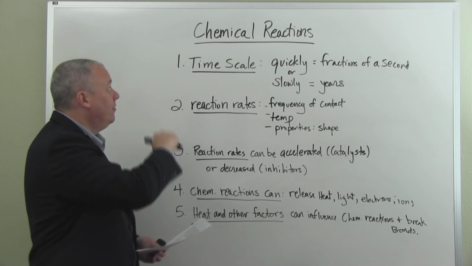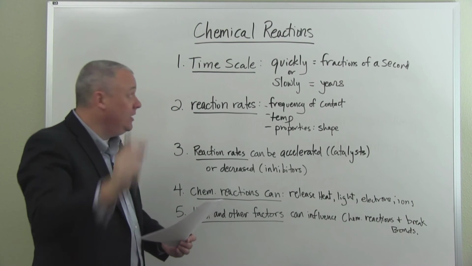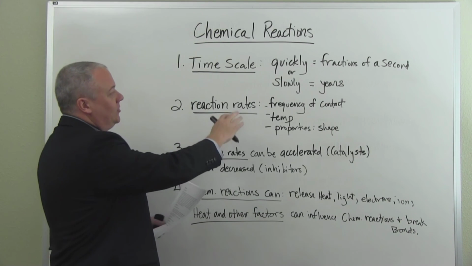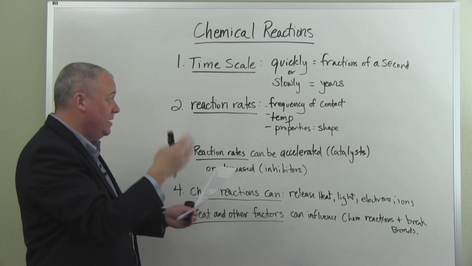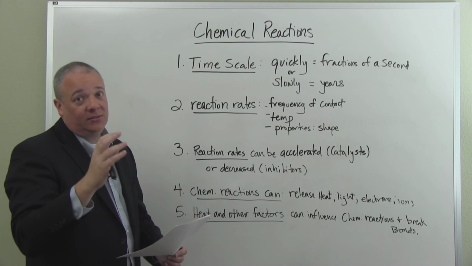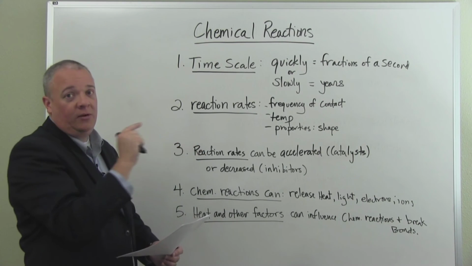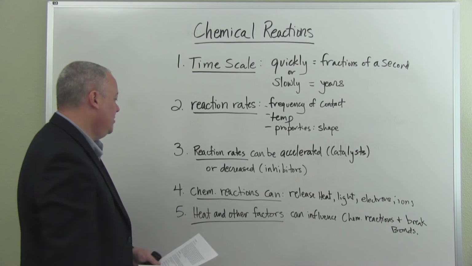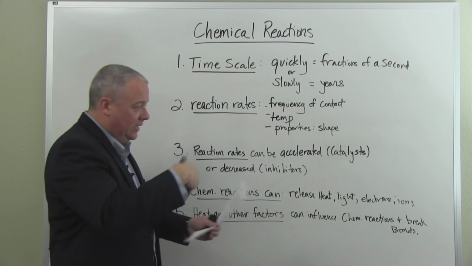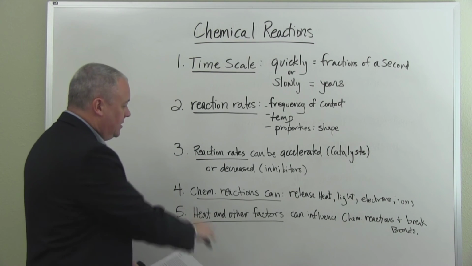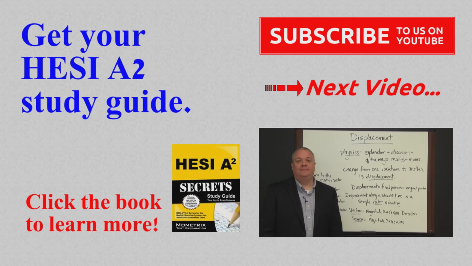But anyway, chemical reactions then, just a basic overview again: time scale from fractions of a second to years and years and years. Reaction rates are affected by the frequency of contact, the temperature at the point of their mixing and their contact, and then the properties, solid, liquid, gas, the shape of it. Reaction rates can be accelerated with catalysts, decreased with inhibitors. Chemical reactions produce things often like heat, light, spinning off electrons, ions, and heat and other factors influence chemical reactions and help to break bonds.